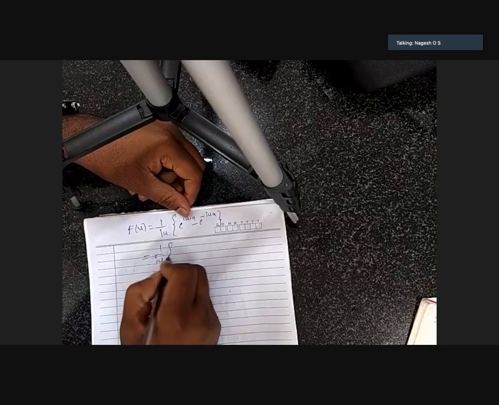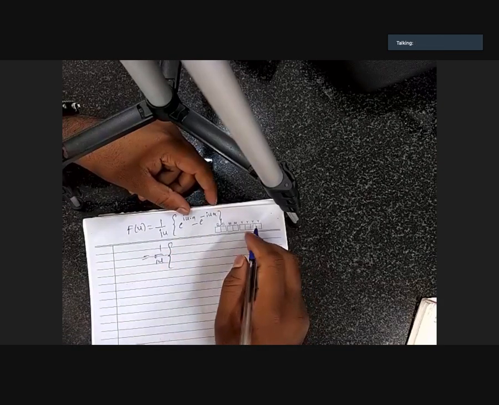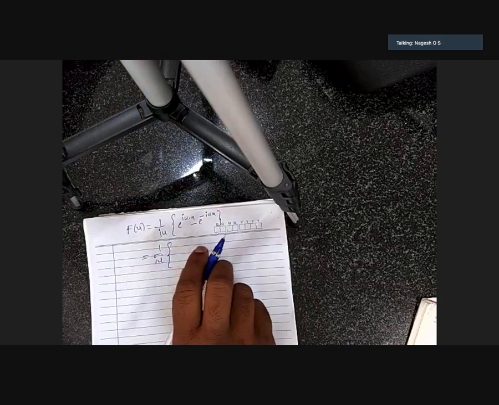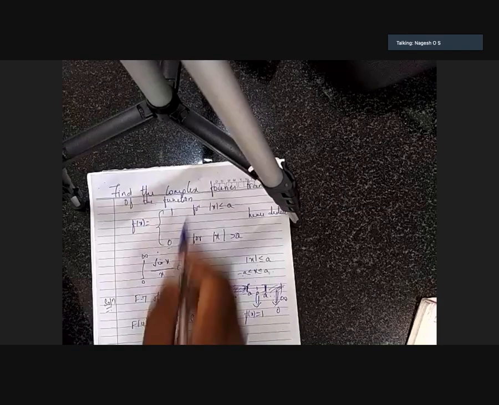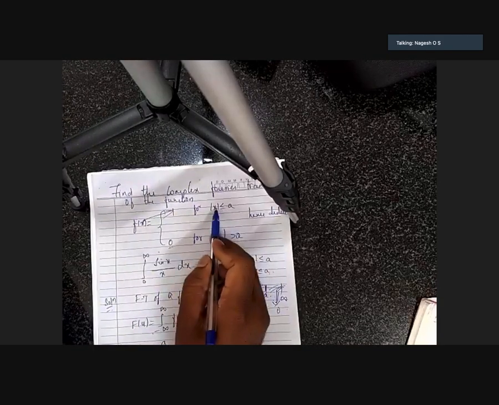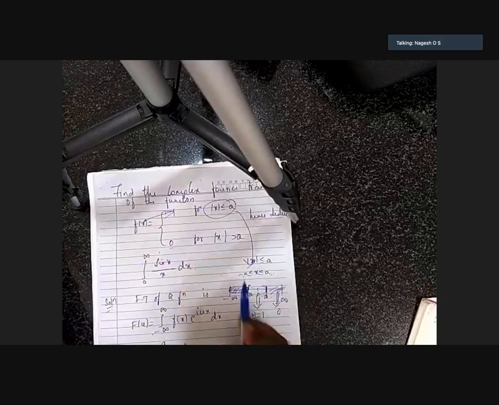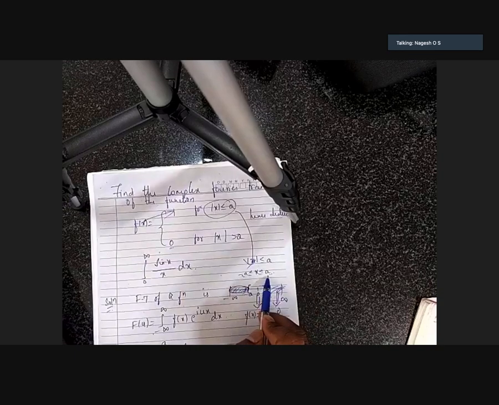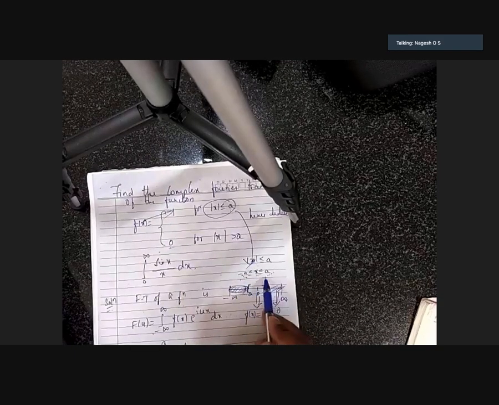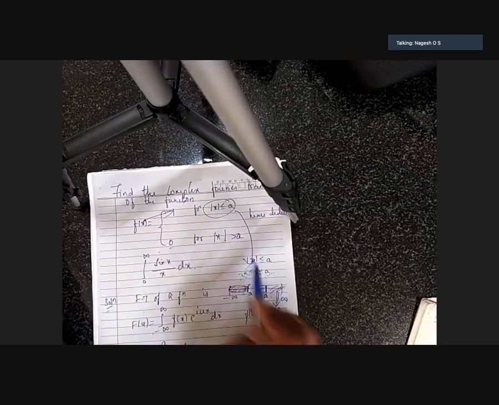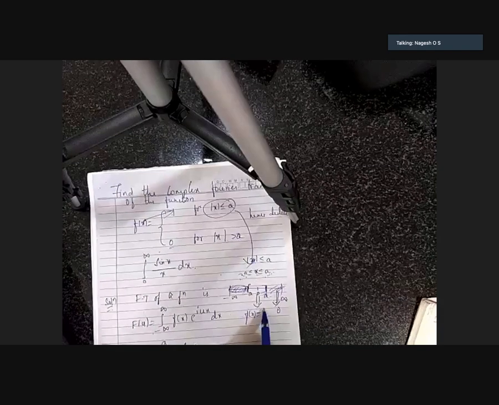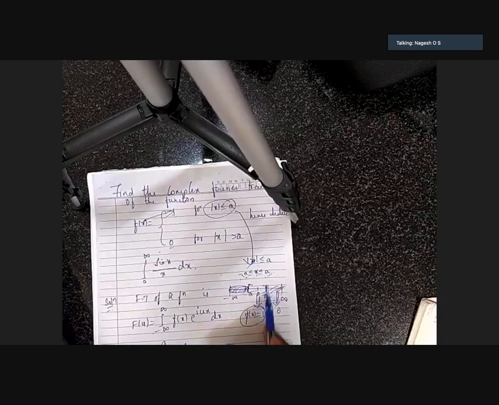Now I can write this as e power. How is f of x equal to 1? That's what I told. Somebody is asking the doubt: how f of x equal to 1? It is given here that f of x equals 1 between minus a and a. Mod x less than a is the same as x lies between minus a and a. If x lies between minus a and a, what is the value of f of x? It is 1.